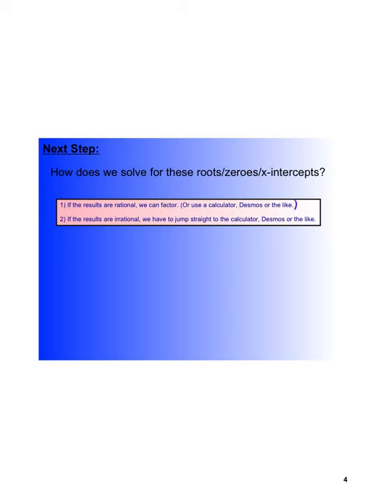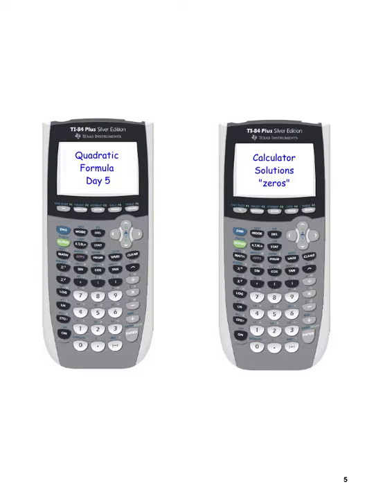So our next step is how do we solve for these zeros, particularly in the irrational problems where we don't factor. Obviously if they're rational, we could factor, we could use a calculator or Desmos. But if they're irrational, we're going to jump straight to that calculator or Desmos or the like. We're going to focus on the calculator part in class mainly, because that actually brings us through the process of using the quadratic formula.